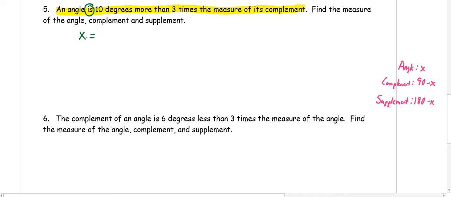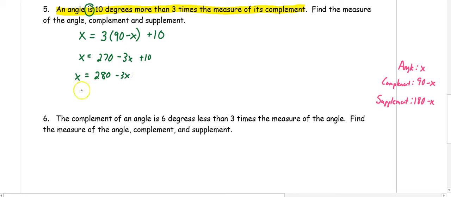So we're going to work backwards. The measure of its complement, that's 90 minus x. 3 times that, and then plus 10 for 10 more. So now I'm going to solve for x. So I'm going to distribute and combine like terms. So I have x equals 280 minus 3x.